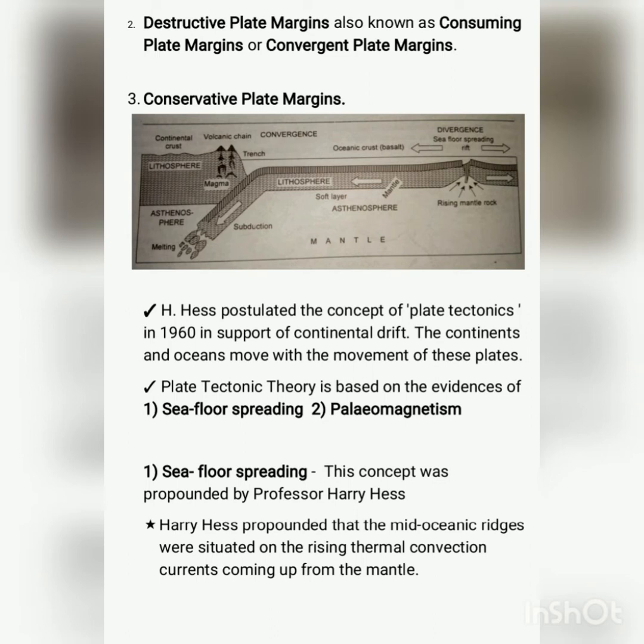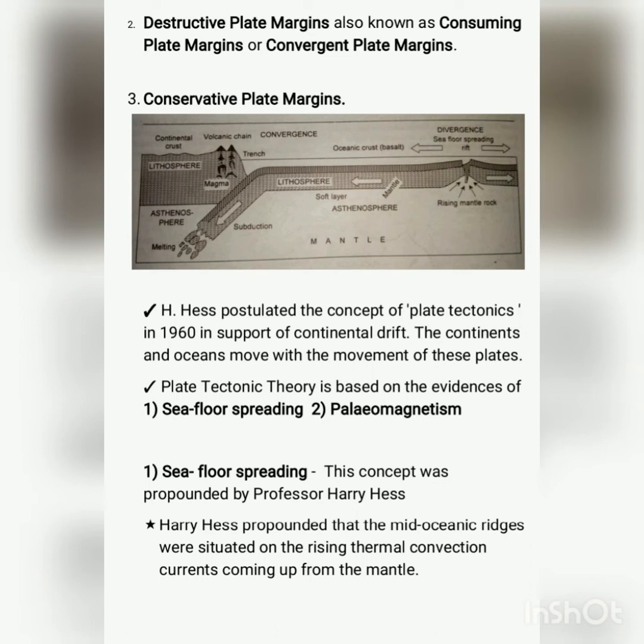Plate tectonic theory is based on the evidences of seafloor spreading and paleomagnetism. Paleomagnetism is nothing more than the magnetism found in the rocks of the earth due to the magnetic forces or the magnetism of the earth. Now let us understand what exactly sea floor spreading is. This concept was propounded by Professor Harry Hess.